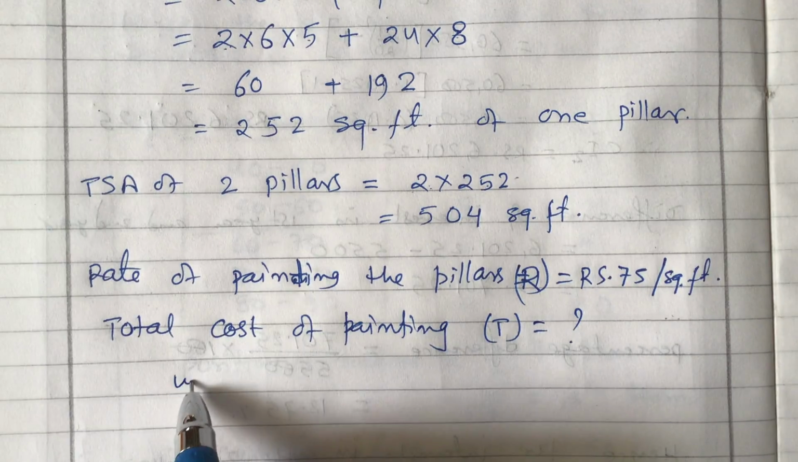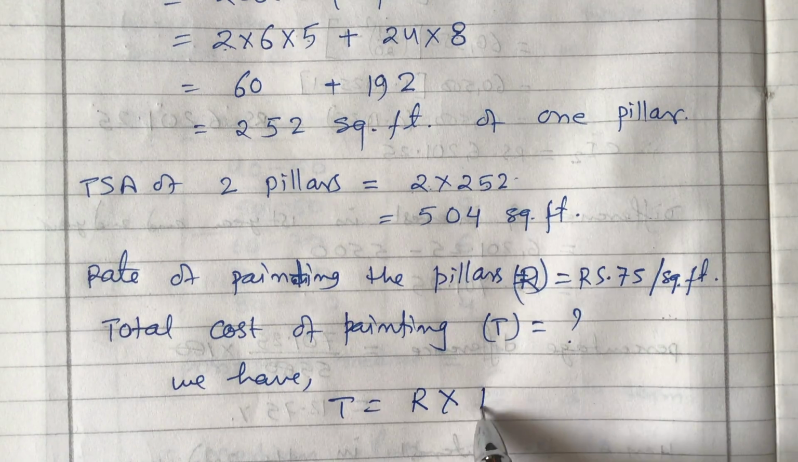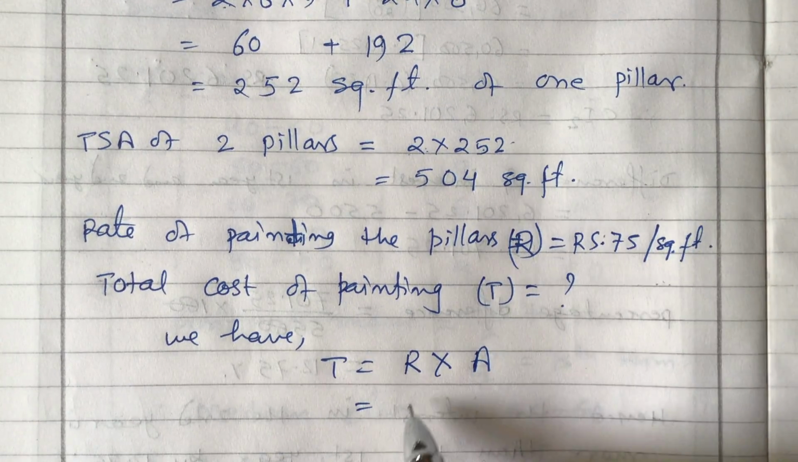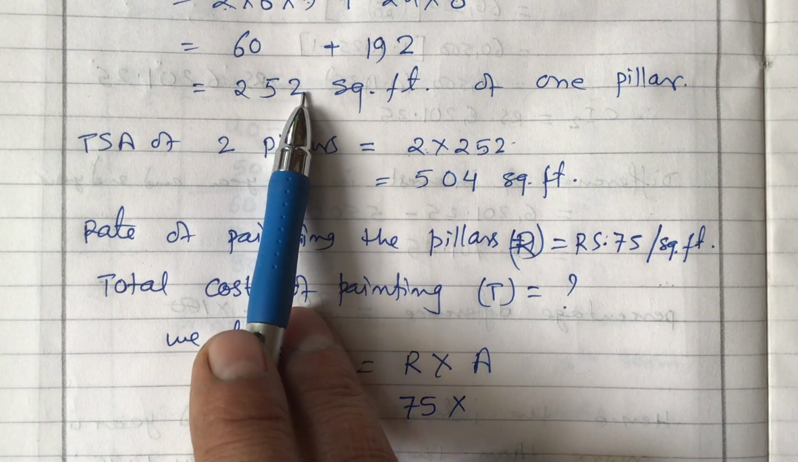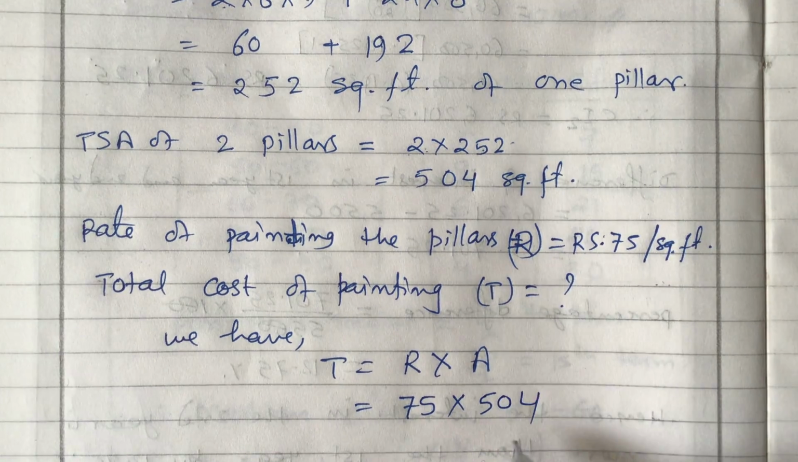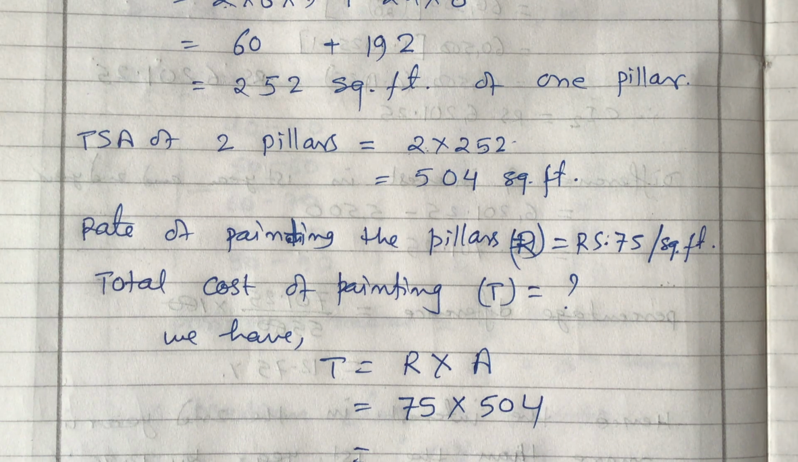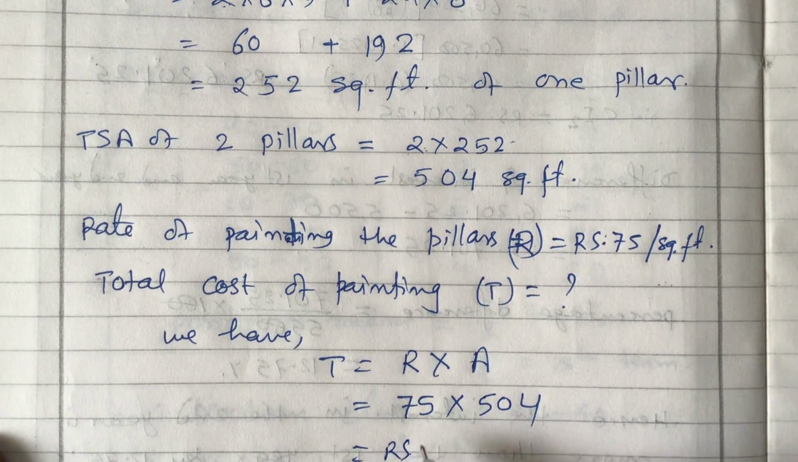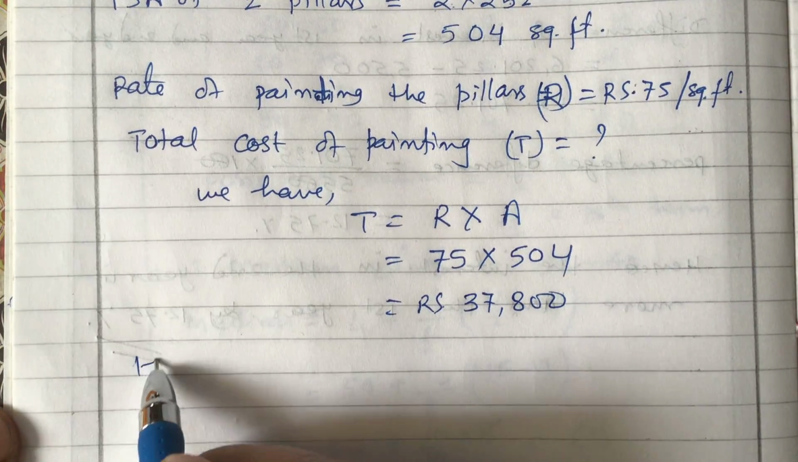So we have T equals R times A. R, the rate, is 75 times area. This is for one pillar, but we have to paint both the pillars, so the area for 2 pillars is 504. So let us multiply: 504 times 75 equals 37,800 rupees you will get.